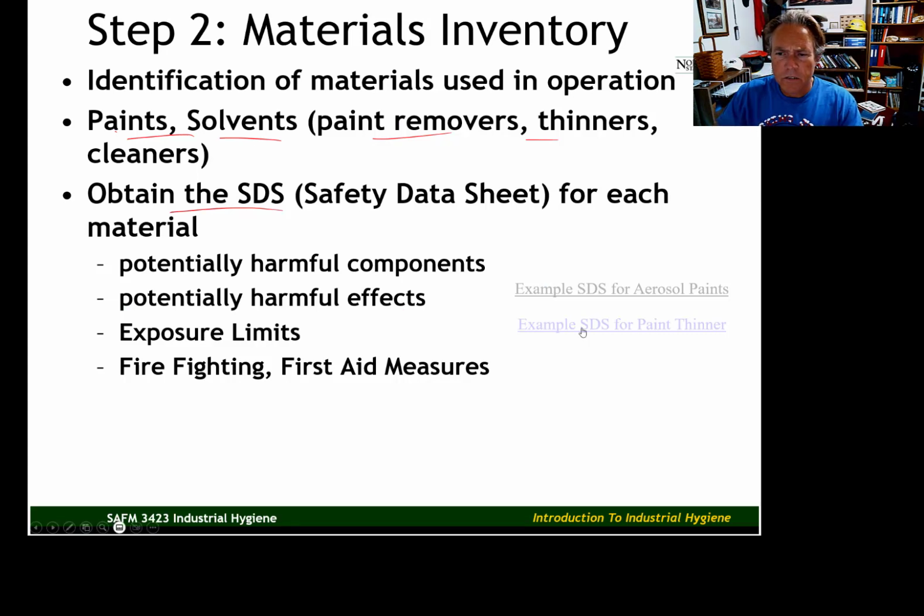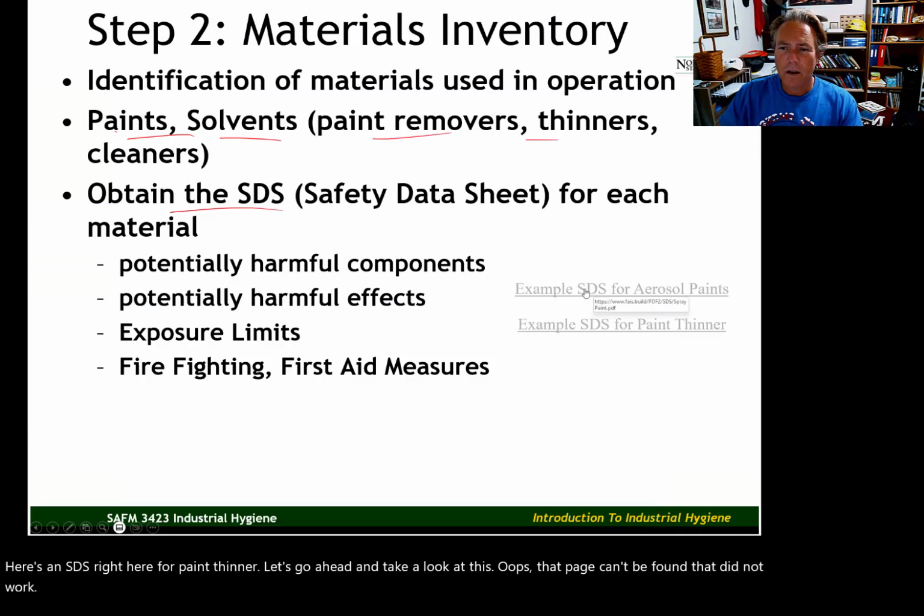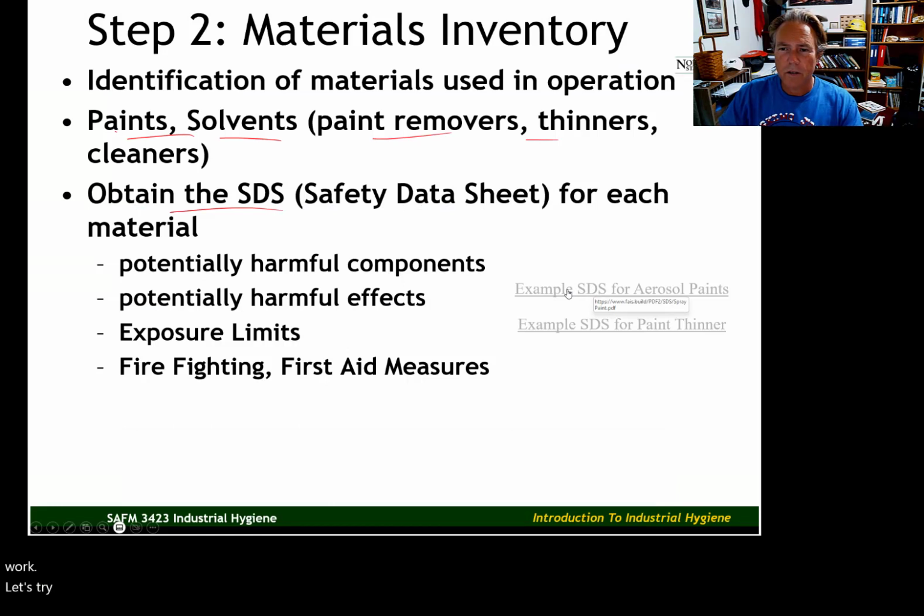Here's an SDS right here for paint thinner. Let's go ahead and take a look at this. Whoops, that page can't be found. That did not work. Let's try the SDS for aerosol paints.